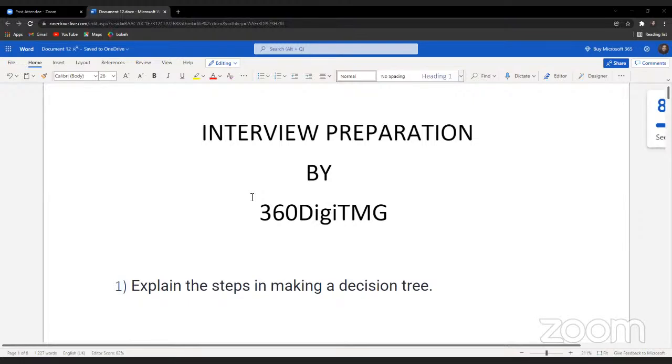Jumping into the session, the first question I'm giving you is: explain the steps in making a decision tree. I think you might have gone through decision trees. So what are the steps to be taken to make a decision tree? What is the format to be followed, and how might the procedure go? I'm giving you a minute. We'll discuss the answer in a minute. If anyone knows the answer, please ping me in the chat box.